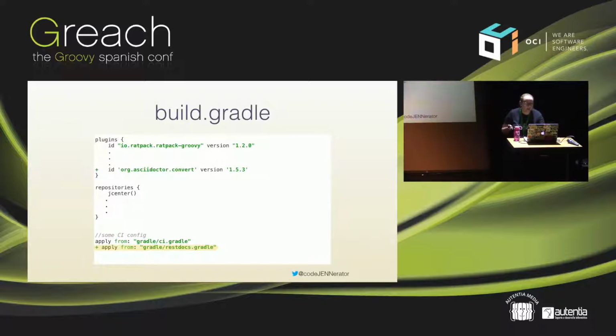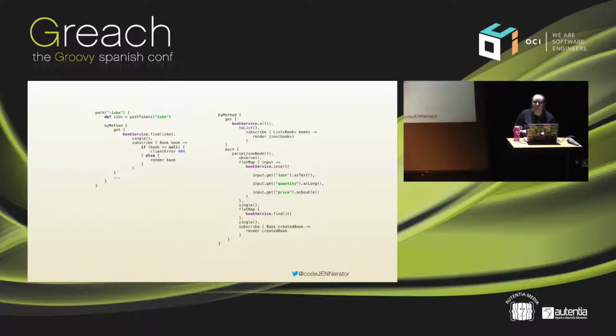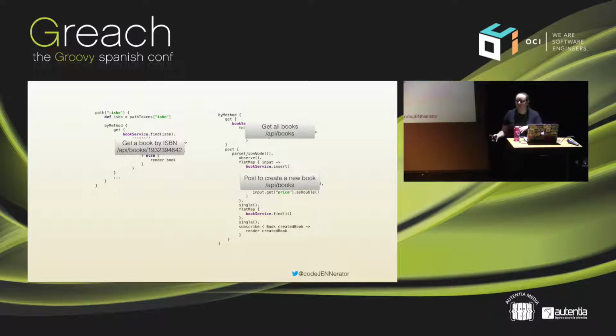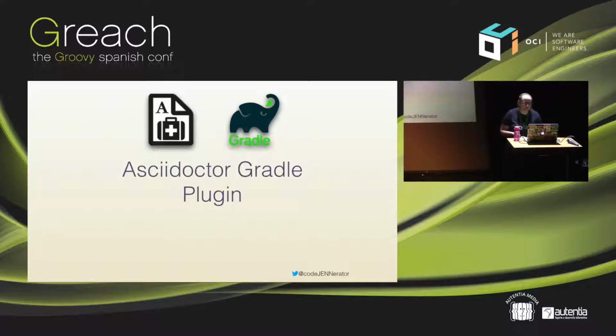Okay. So then we get to Ratpack's handling. This may not look familiar to some of you, but here's what it means. This is just to get a book by its ISBN number. You can get all the books, and you can post and create. So all of the same examples that I had for Spring REST docs also hold true for the Ratpack example, just with books instead of greetings.